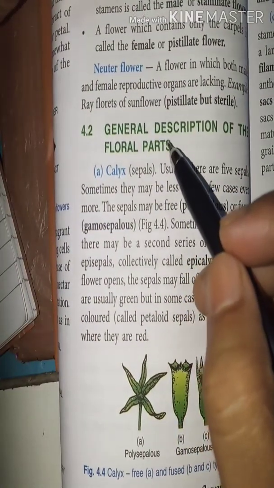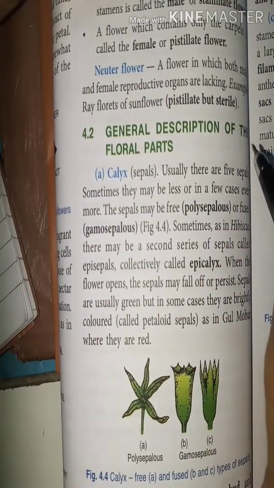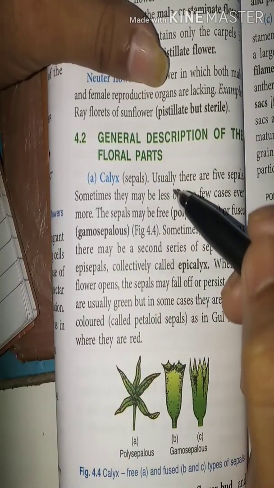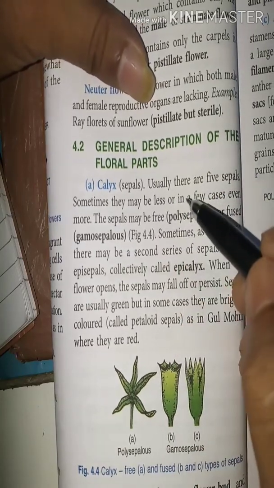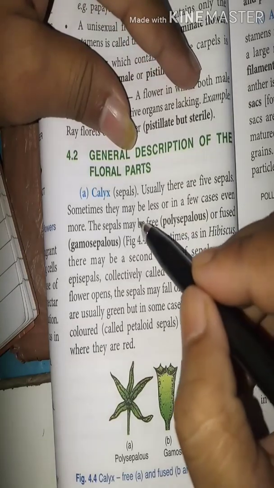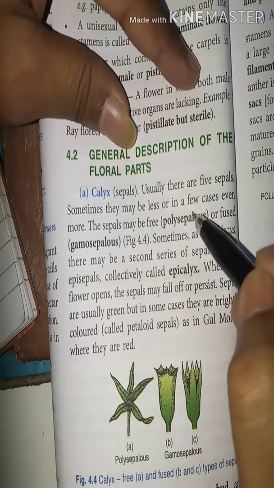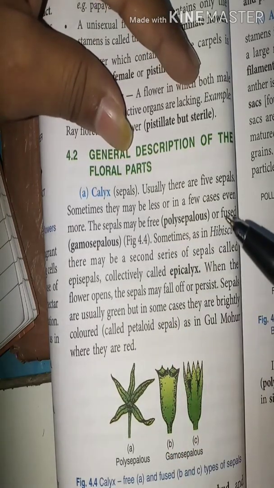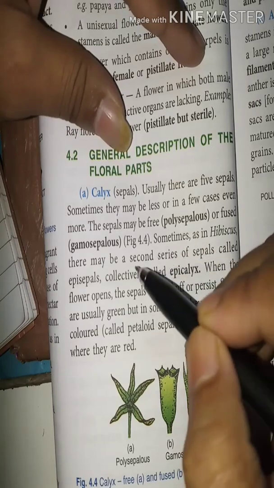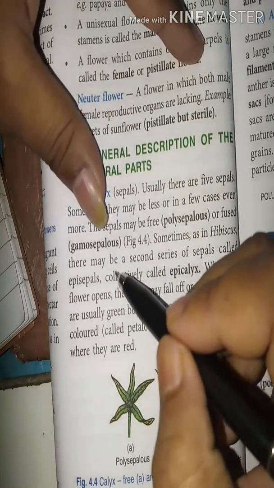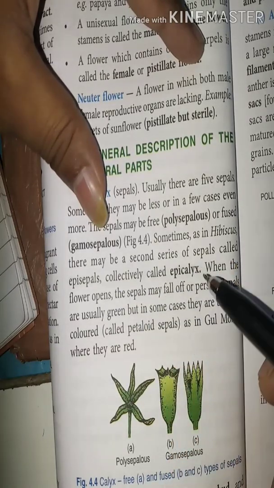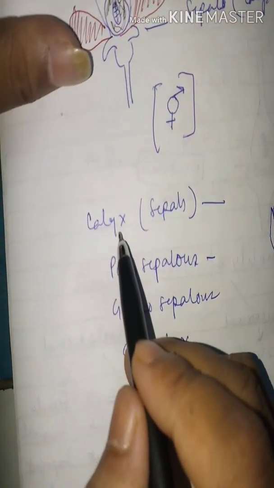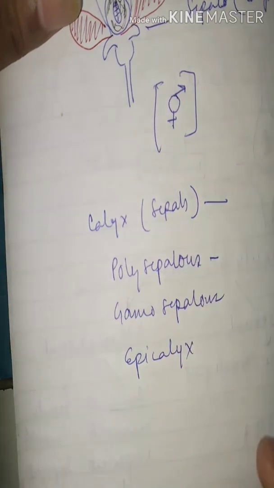Here in this topic we will discuss all the parts in detail. First it is calyx. Calyx consists of green parts known as sepals. Usually there are five sepals. Sometimes they may be lost, or in a few cases even more. The sepals may be free, polysepalous, or fused, gamosepalous. Sometimes, as in hibiscus, there may be a second series of sepals called epicalyx. See, calyx, the green part, consists of sepals.